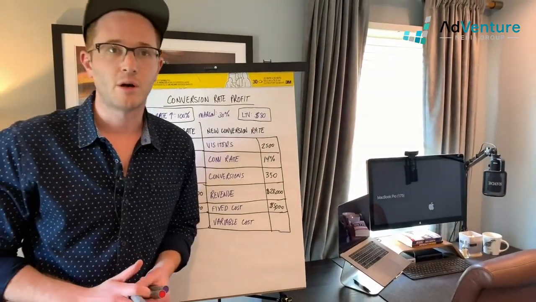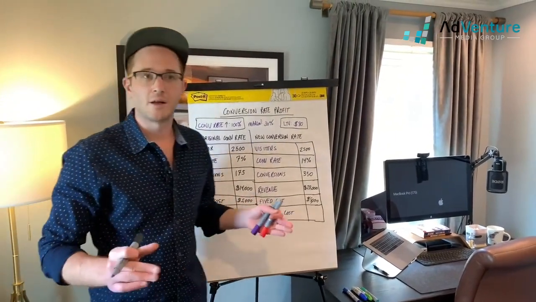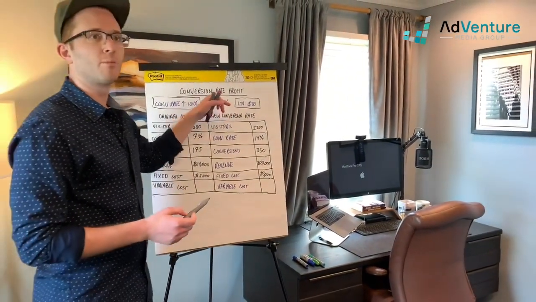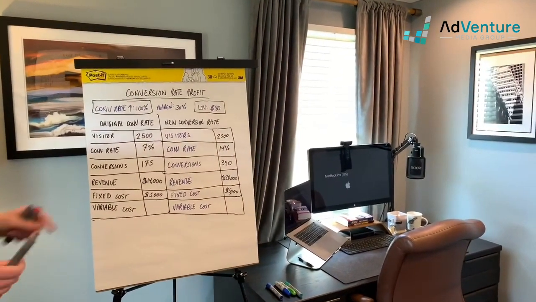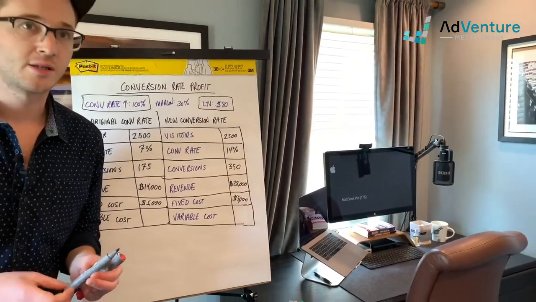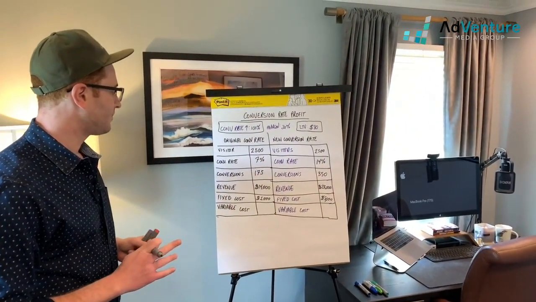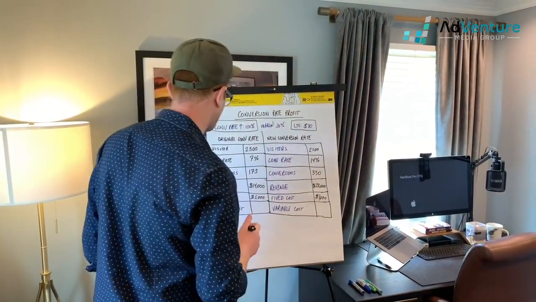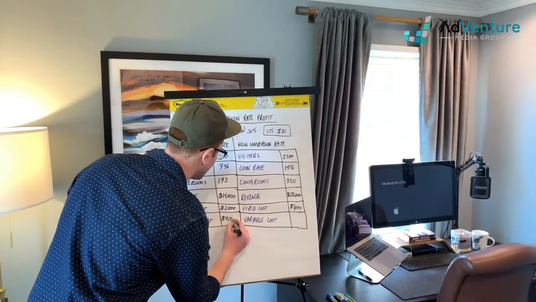Now your variable costs, that's where things will scale. For our variable costs, we're just going to look at a 30% margin. So 30% of what? 30% of our revenue is going to be our variable costs. So 30% of 14,000 is $4,200. You could check the math, but I believe that's correct.